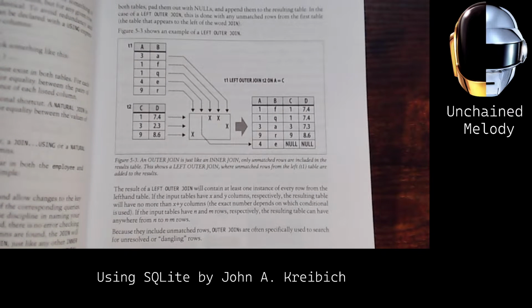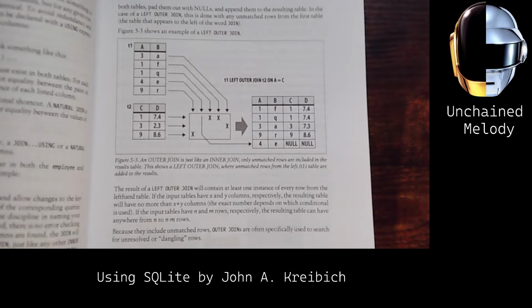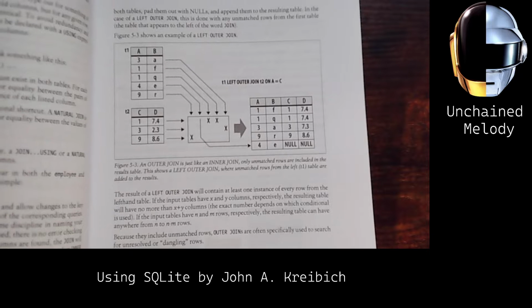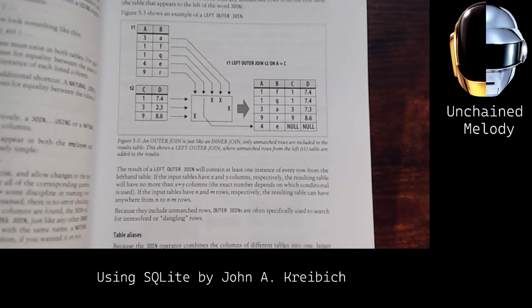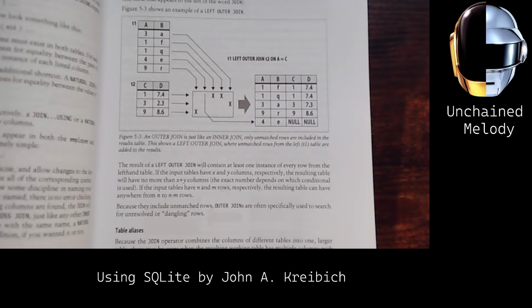In the case of a left outer join, this is done with any unmatched rows from the first table, the table that appears to the left of the word join. Figure 5.3 shows an example of a left outer join. An outer join is just like an inner join, only unmatched rows are included in the results table. This shows the left outer join where unmatched rows from the left T1 table are added to the results. The result of a left outer join will contain at least one instance of every row from the left-hand table.